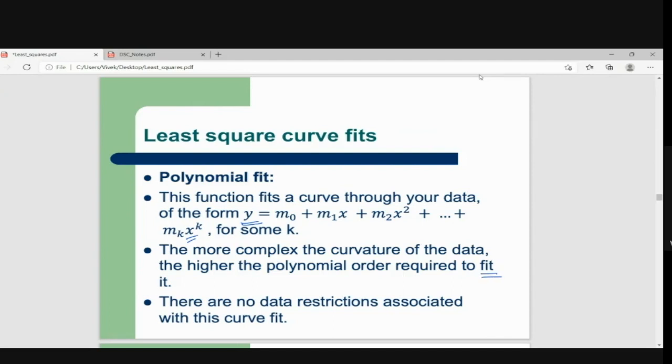Suppose your data is very sparse, spread over the whole given domain. In that case, you may find that we are not going to approximate this with a line, but it is better to use a quadratic curve, a cubic curve, or a higher order polynomial. Then we can use the same least square method to approximate the higher order polynomial. So there are no data restrictions associated with this curve fit.